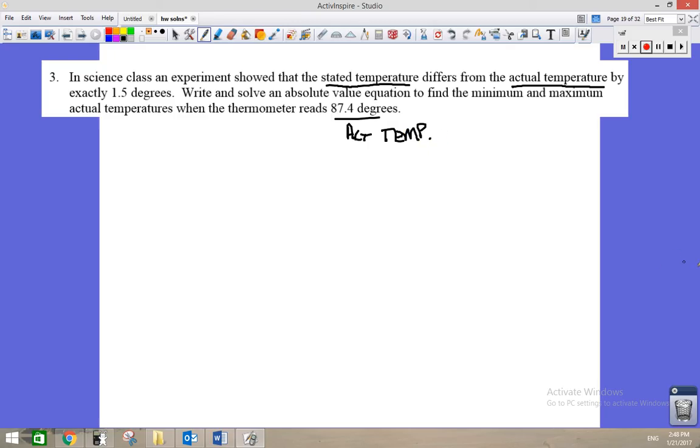Okay. So let's let x be the stated temperature, which I'm assuming means our educated guess. It's not the real thing. By degrees, I'm going to go ahead and just say that it's degrees Fahrenheit for myself. It could be degrees Celsius, but it doesn't say. All right.